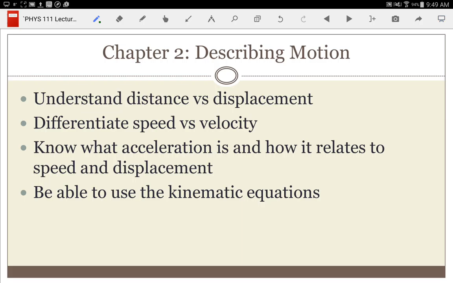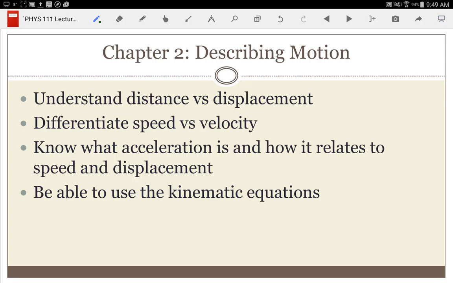So chapter 2, we start talking about motion. So we had to know the difference in distance versus displacement. That is, displacement is the difference between starting and ending point. Distance is how much ground you traveled. So if I do a complete lap and come back to my starting point, my distance would be the distance of the track. My displacement would be 0 because the difference in ending and starting points is 0.